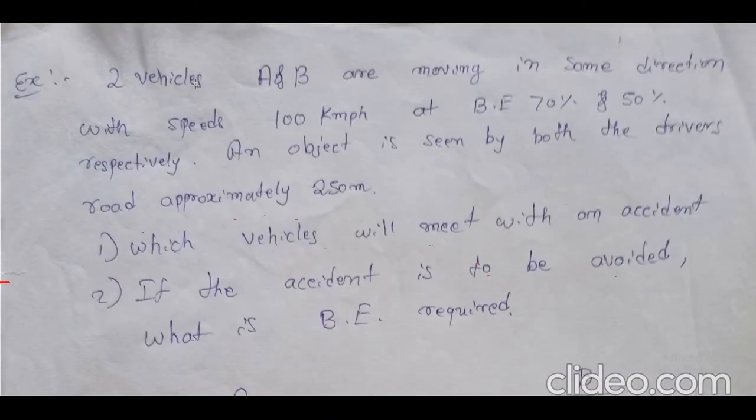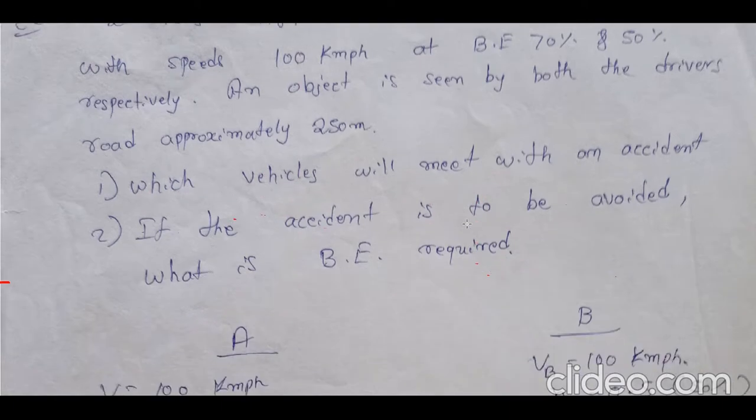Here is one of the important problems. Two vehicles A and B are moving in the same direction with the speed of 100 kmph. Vehicle A brake efficiency is 70%, B is 50% respectively. An object is seen by both the drivers approximately 250 meters ahead. Which vehicle will meet with an accident? That means if both the vehicles apply the brake, which vehicle will go and hit the object at the distance of 250 meters? If the accident is to be avoided, what is the brake efficiency required?